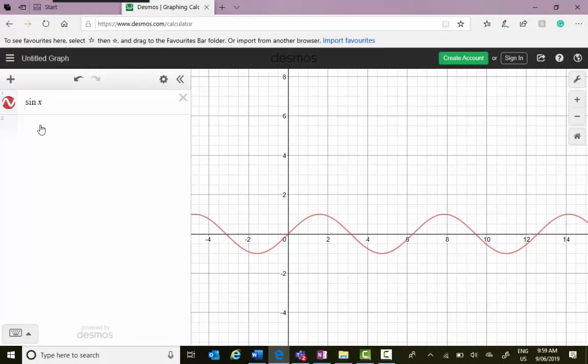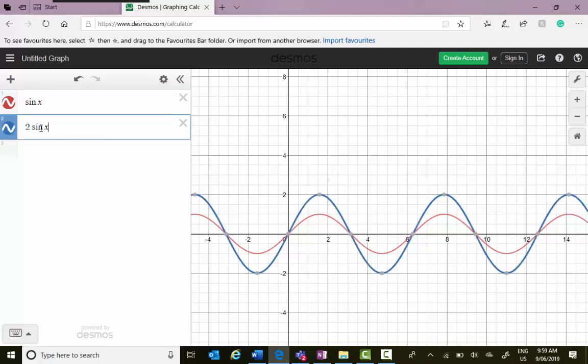Alright, so that's our normal sine curve. Notice it starts at 0 and it's got a distance here of about 2 pi. So if you're clicking on there, it shows you the distance. Alright, so if I put in a curve called 2 sine x, what does it do? Oh, it looks like it doubles the height of the wave and it cuts the x-axis at the same point.